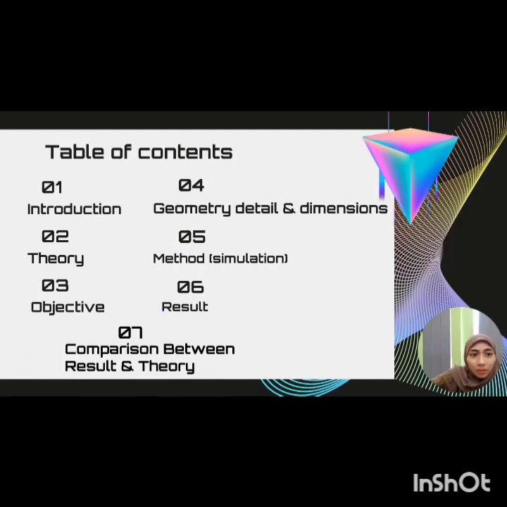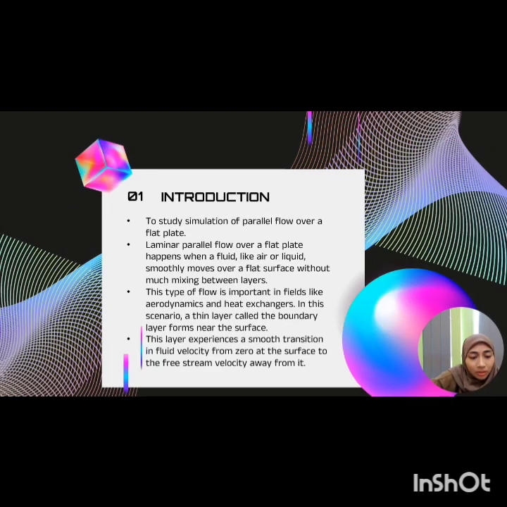So this is our table of content. We have introduction, theory, objective, geometry, detail and dimension, method, result, and comparison between result and theory. So this is our introduction.